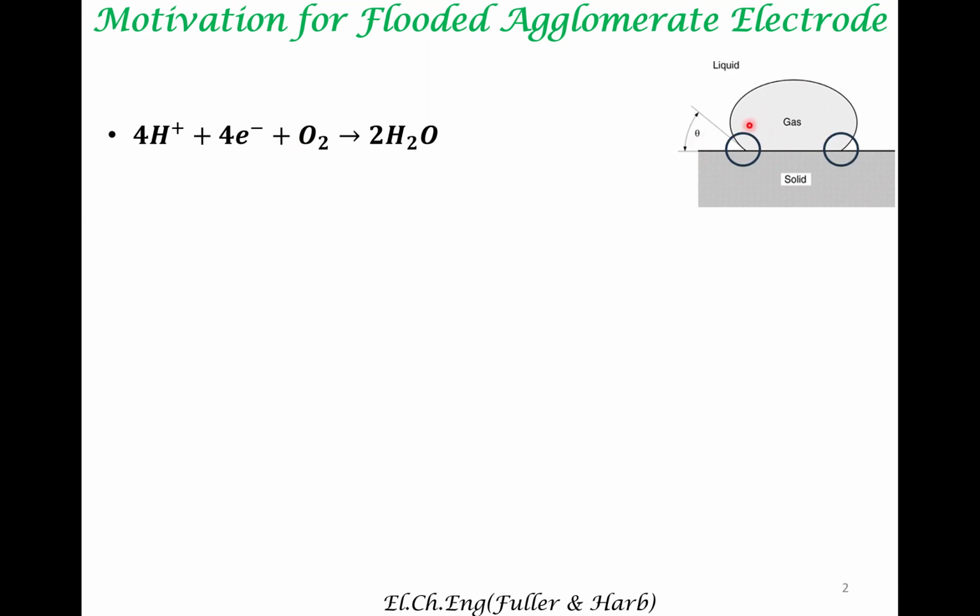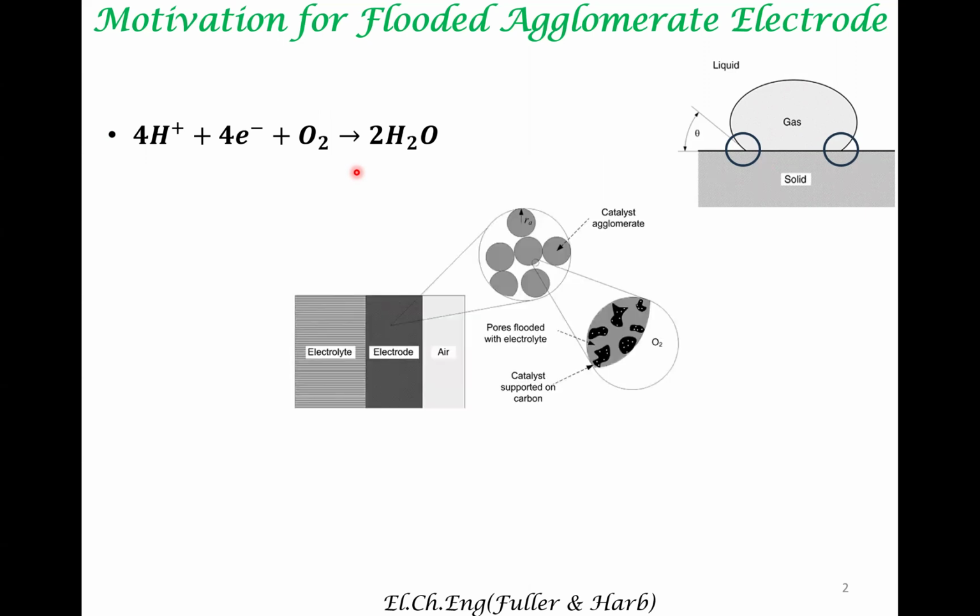So, in this case, in the schematic, there is a perimeter. If you look from the top, there will be a perimeter. These regions are what are referred to as three-phase boundary. So if you want to increase the rate of this kind of reaction, you want to be promoting the three-phase boundary in your system. So with this as the motivation, the flooded agglomerate electrodes were introduced.